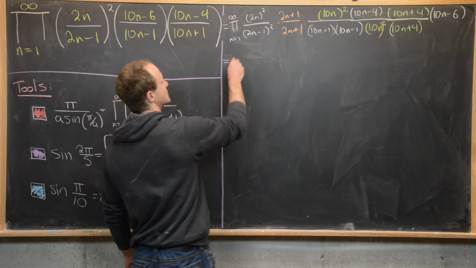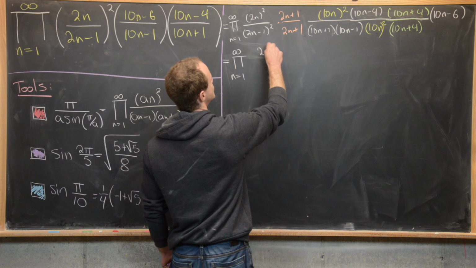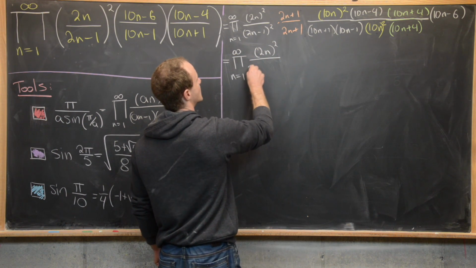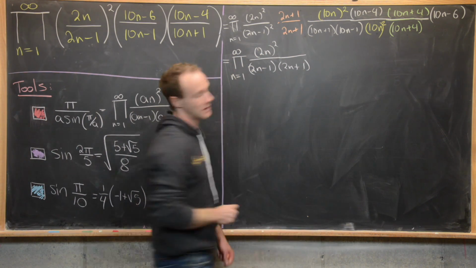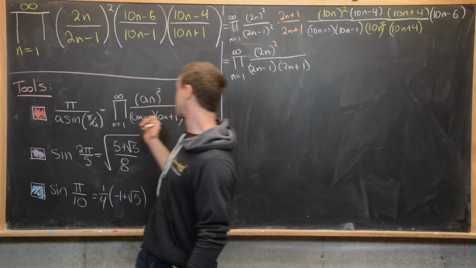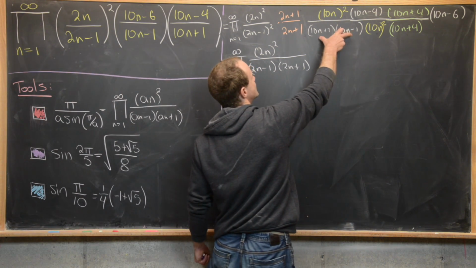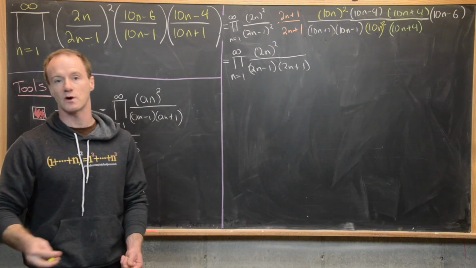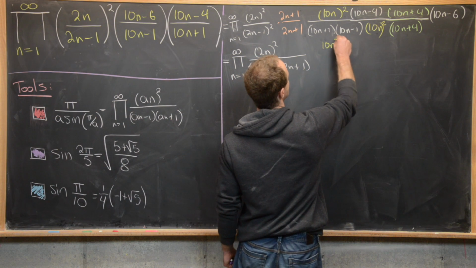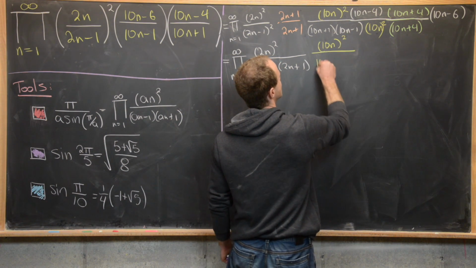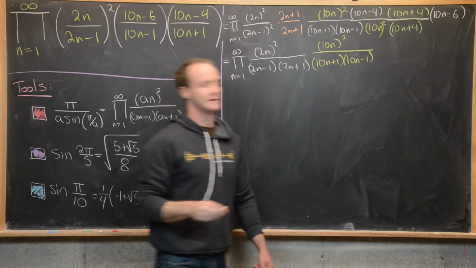So maybe the first thing that we'll do is notice that this is going to be the product, n goes from 1 to infinity, of (2n) quantity squared over 2n minus 1 times 2n plus 1. Good. So that's most definitely of this first type. So let's see what we can do next. We've got this (10n) quantity squared over 10n plus 1, 10n minus 1. That's also of this form. So let's write that down: (10n) quantity squared over 10n plus 1 times 10n minus 1. So that'll be useful as well.